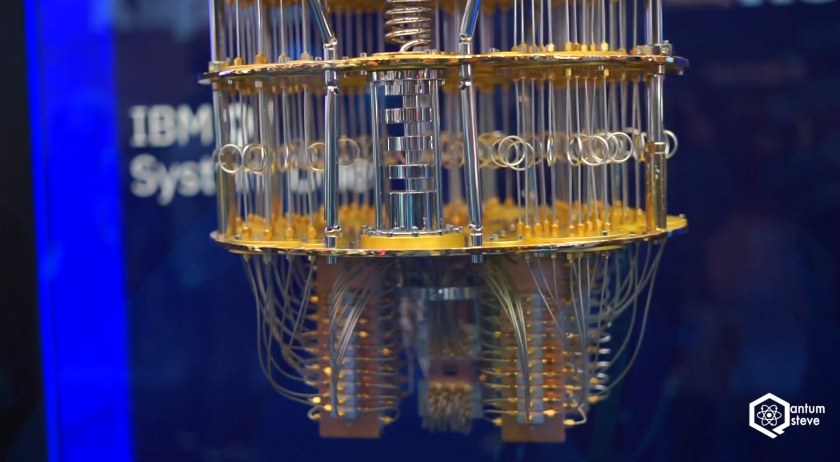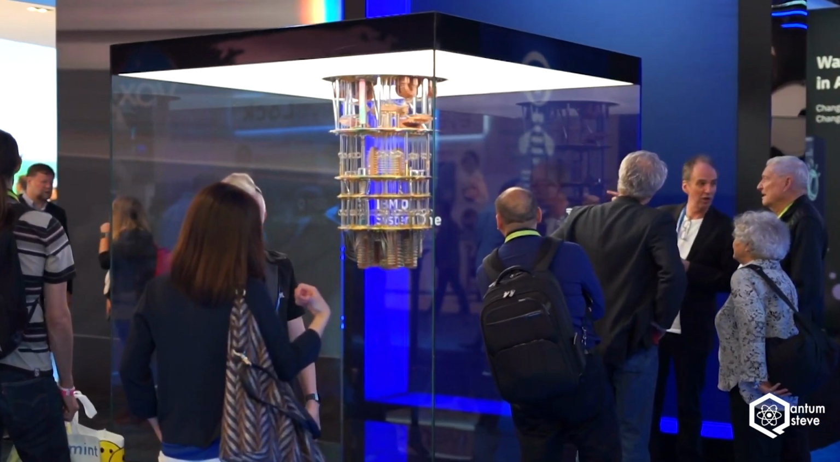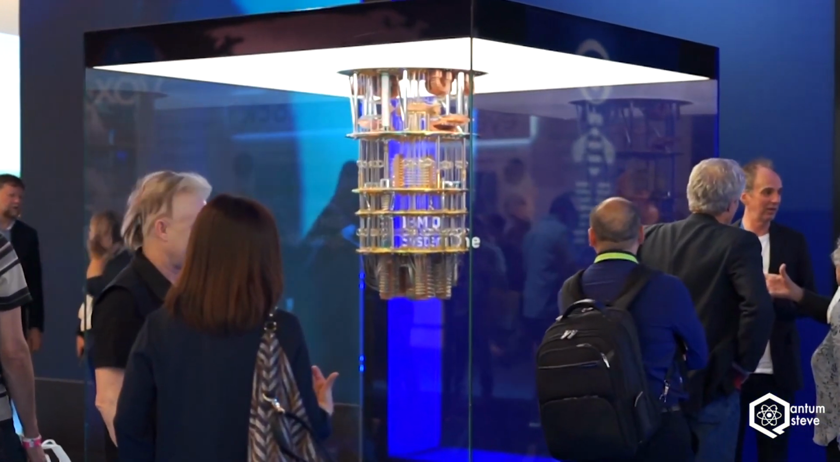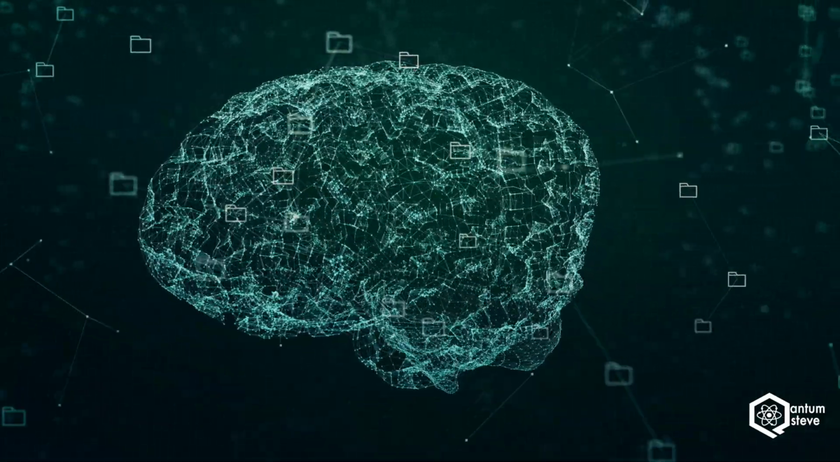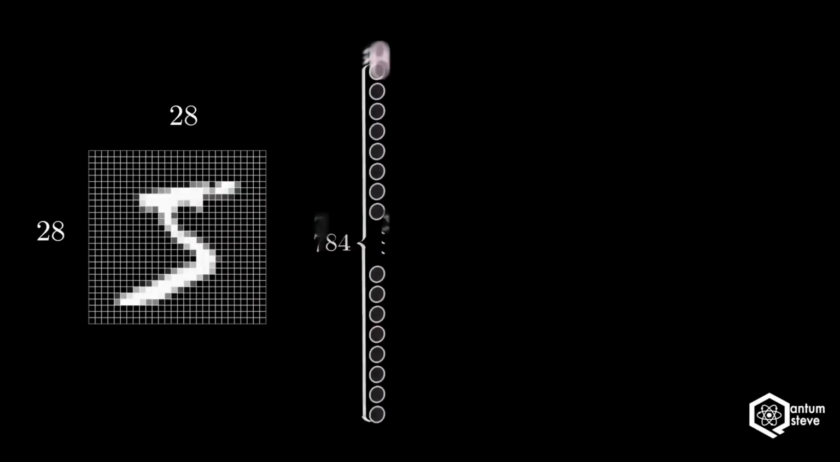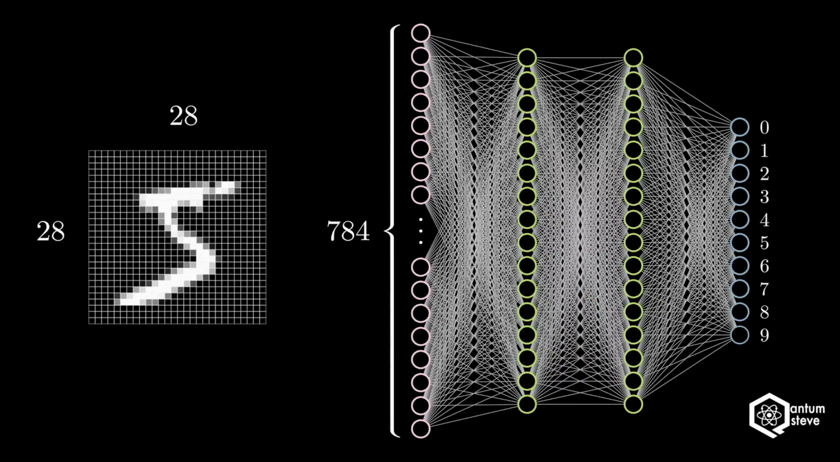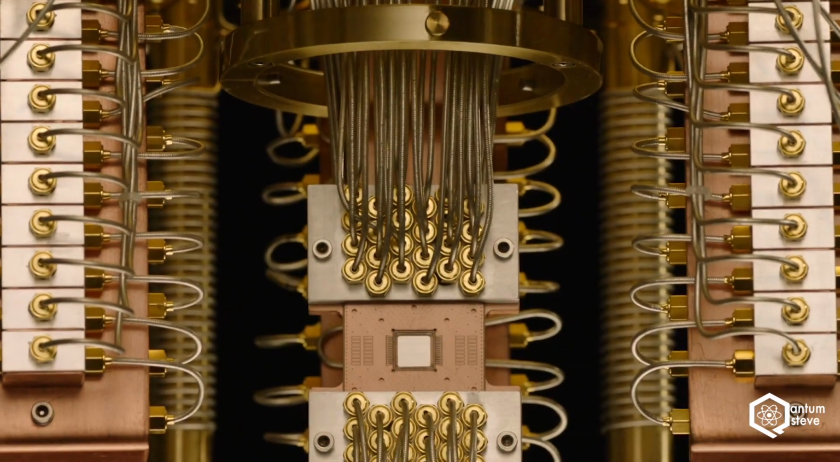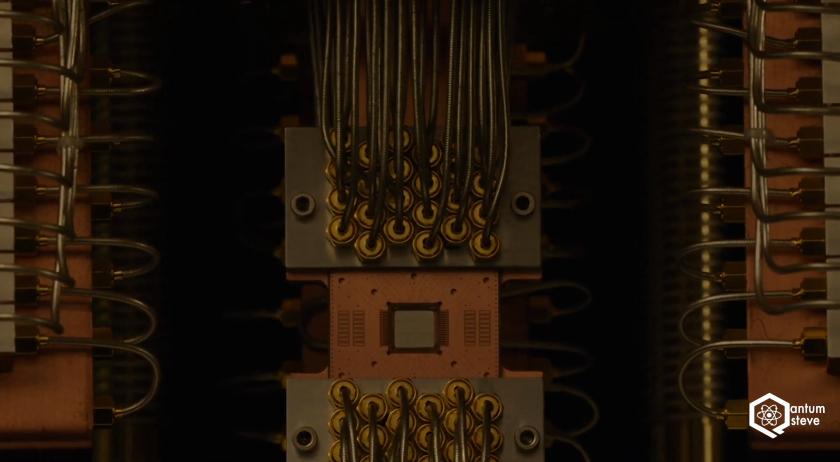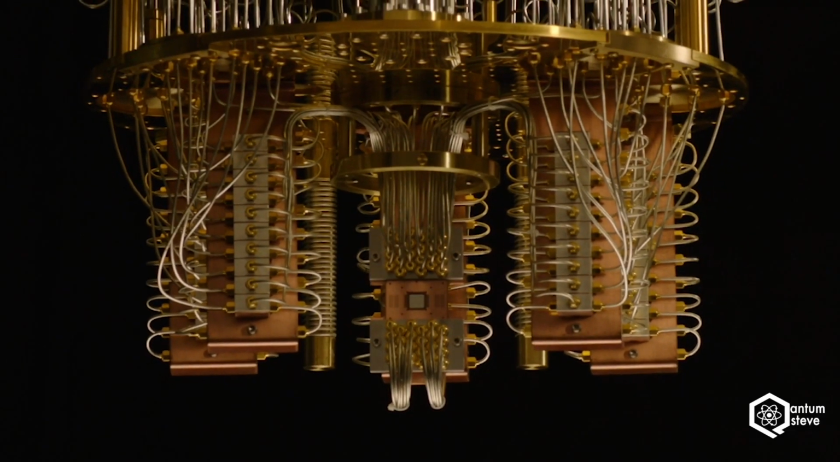So first of all, what is quantum machine learning? Well, it simply means that we want to use a quantum computer to learn from data and to then use it to make predictions on new data. A very popular framework for classical machine learning is neural networks. And in this video, we're gonna build the quantum version of neural networks.